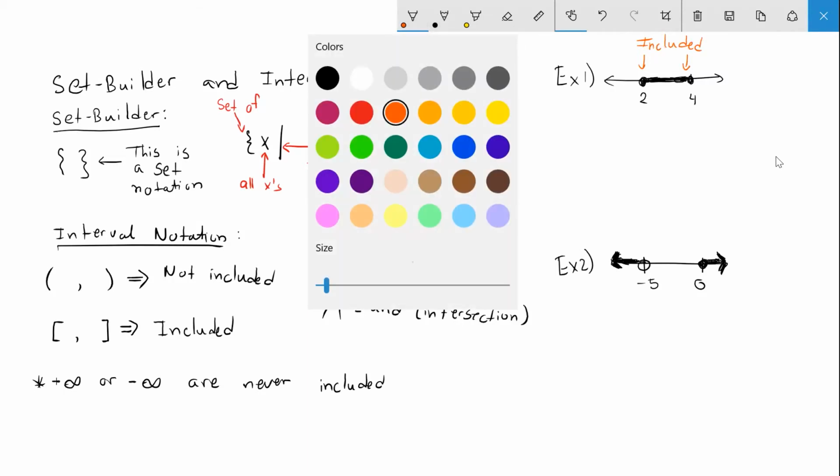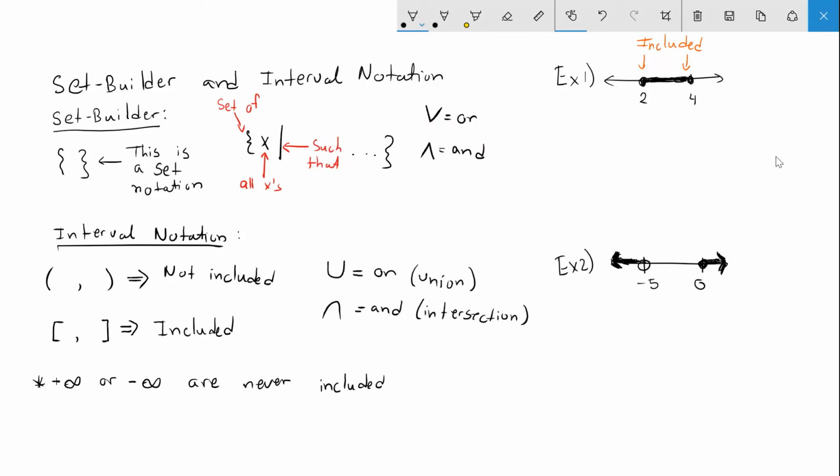And in inequality form, we're simply saying that our x variable is in between 2 and 4, given that x is greater than or equal to 2, but less than or equal to 4. So for set builder notation, we start off with the set of all x's such that, and then you simply copy your inequality. So set of all x's such that x is between 2 and 4 inclusive.